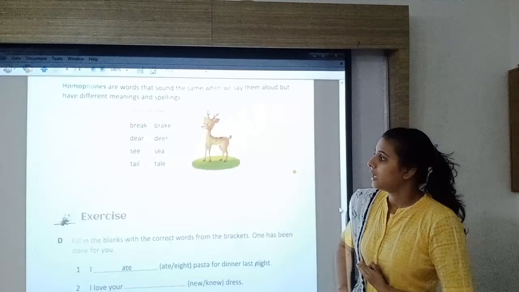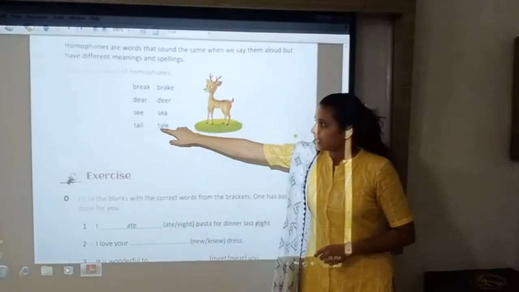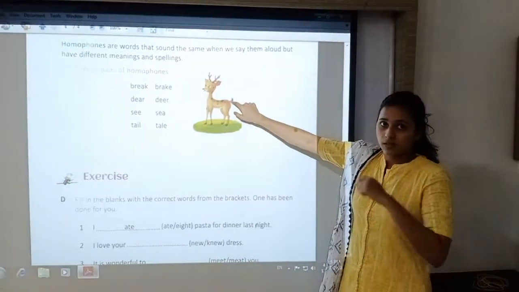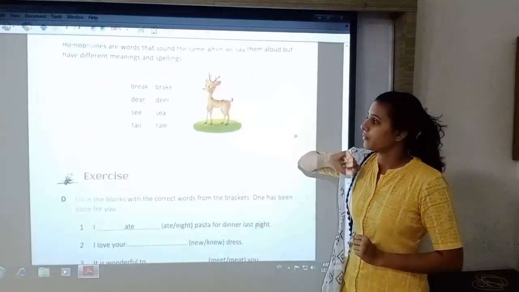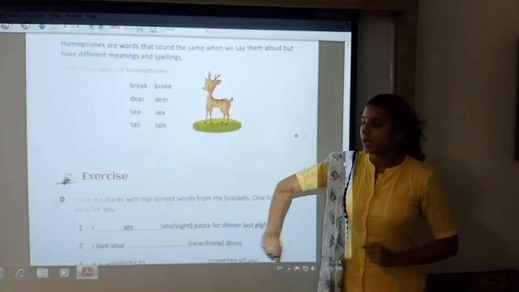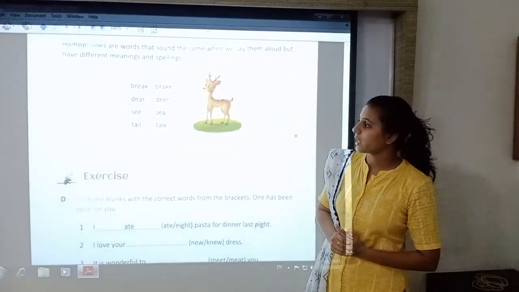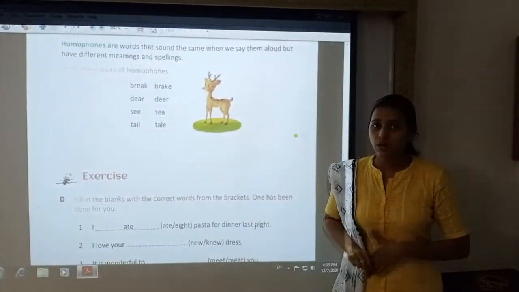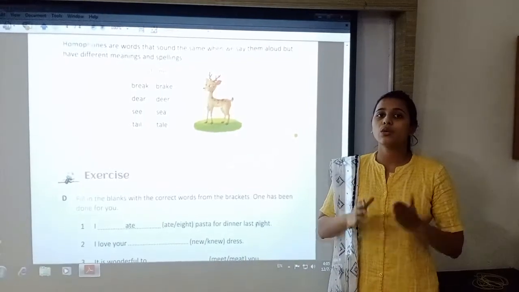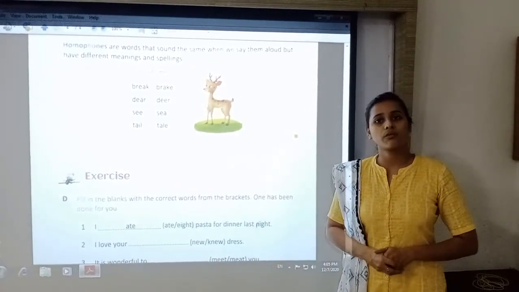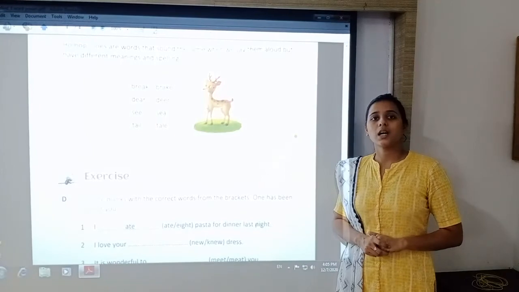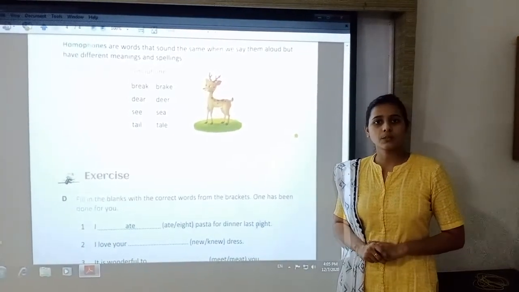So again you can see both these words have a similar sound but different spelling and different meaning. Tail is the body part of animals, जिसे हम पूंछ बोलते हैं. So tail is the body part, while T-A-L-E, tale, that is story, kahani. So again you can see both these words sound similar but have two different meanings and two different spellings. So these words are known as homophones.